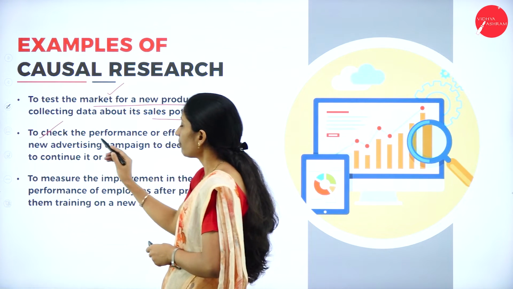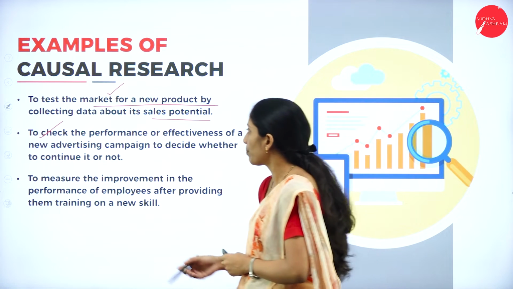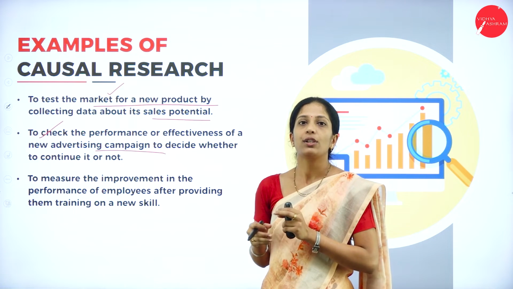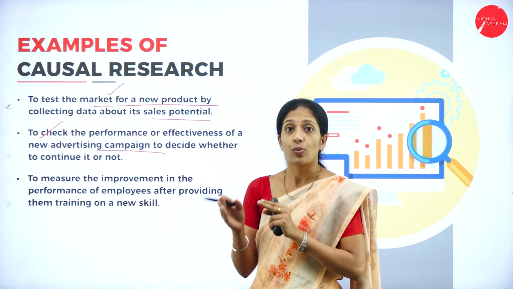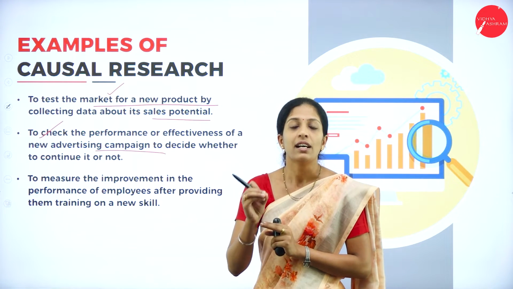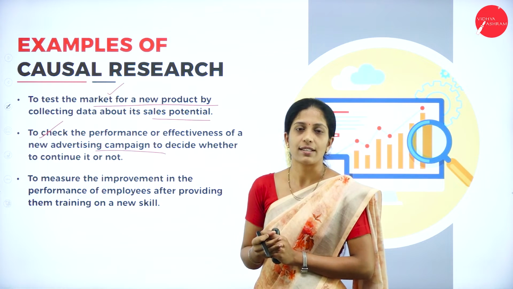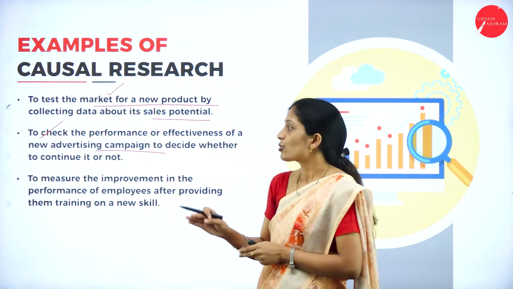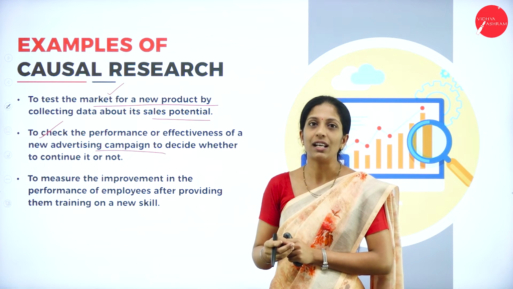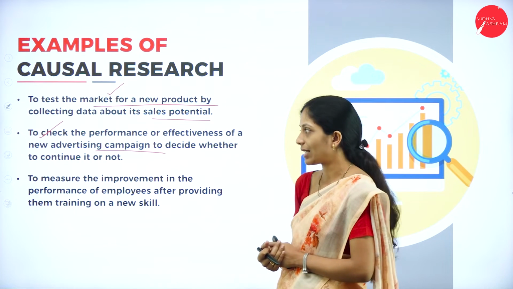Next one is to check the performance or effectiveness of a new advertising campaign to decide whether to continue it or not. Suppose a new advertisement has been released. Whether it is an effective or not effective advertisement, by seeing the reaction of the consumer, through experimental research or causal research, the researcher will identify it. If they have released the new advertising campaign, what is the reaction of the customers? What is the reaction of the audience to this new advertisement?